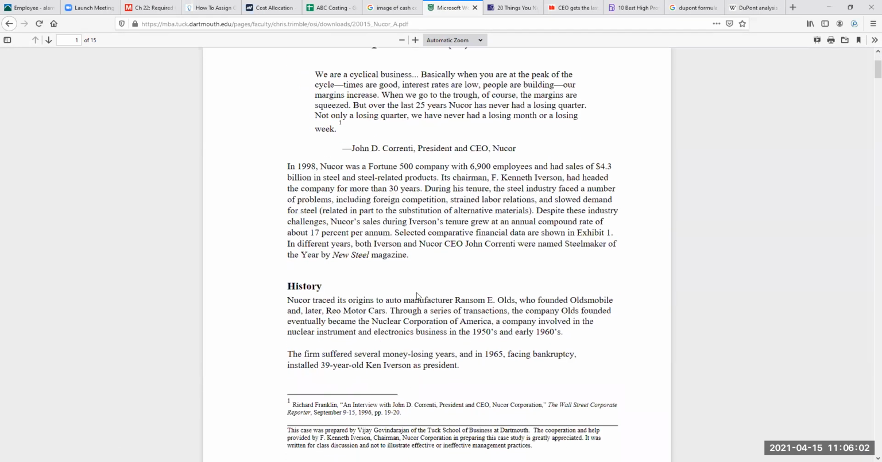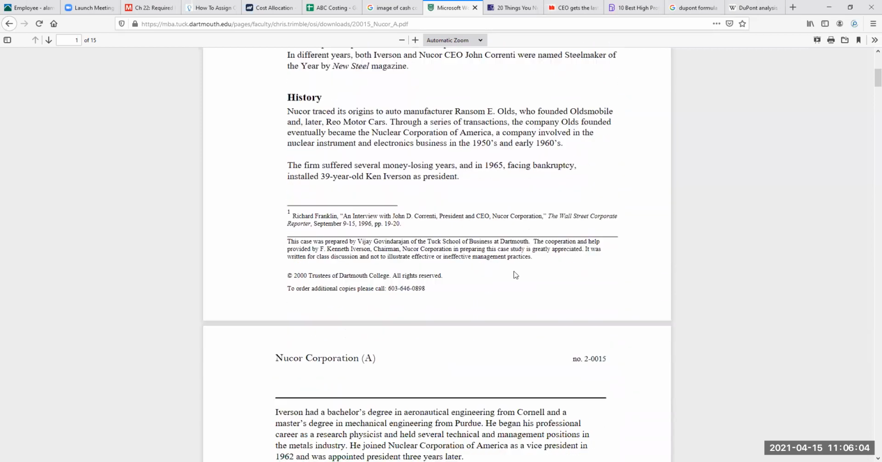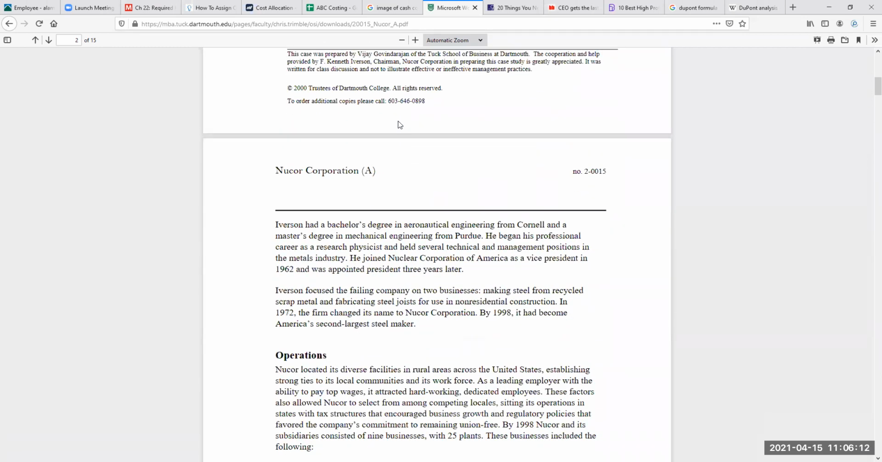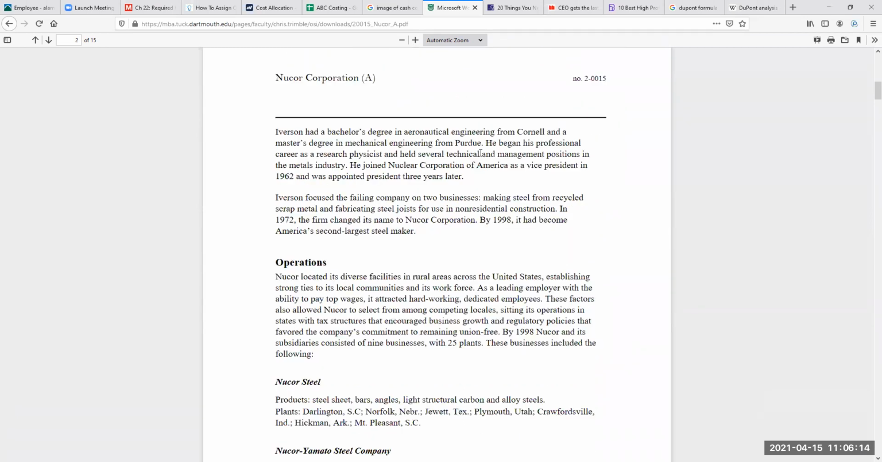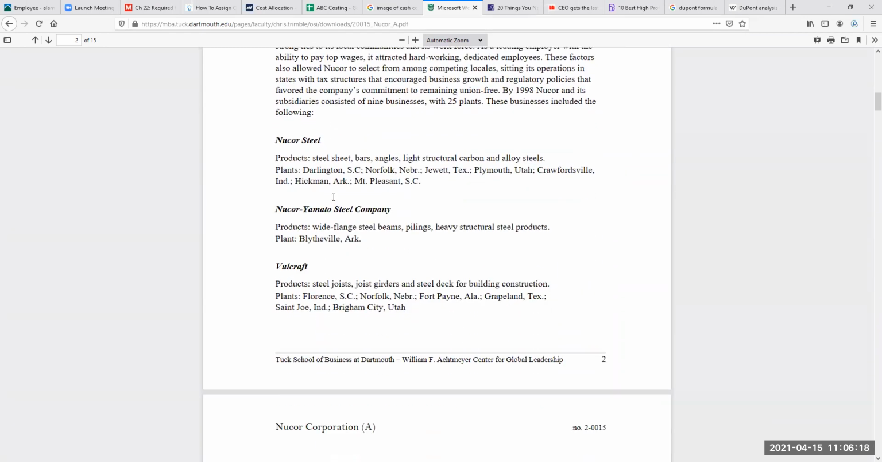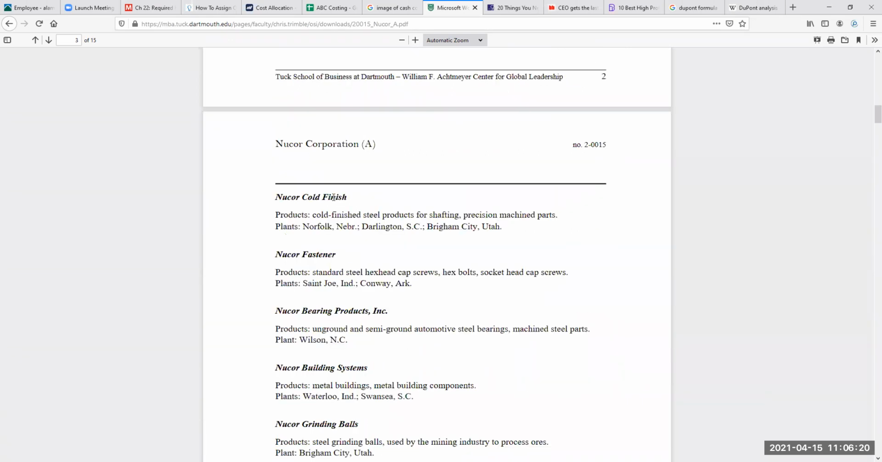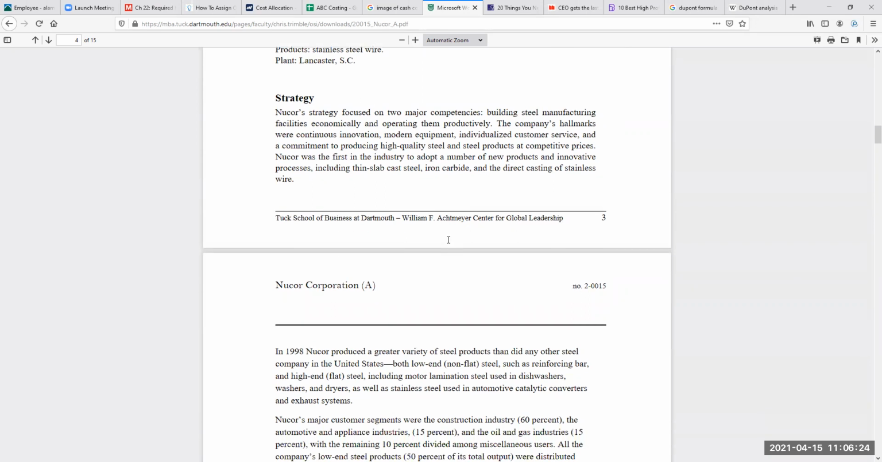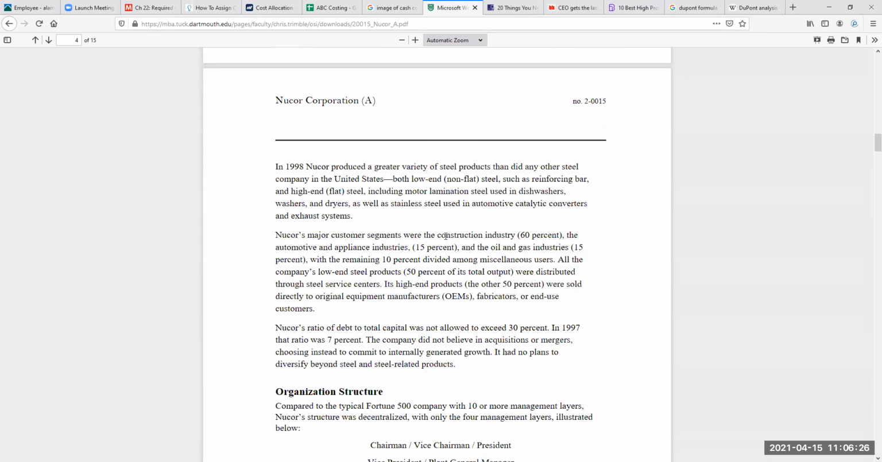Let's see. They trace it to Automatic Ohio. They suffered several money-losing years. In '65, they faced bankruptcy and installed 39-year-old Ken Iverson as president. Iverson had a bachelor's degree in aeronautical engineering from Cornell and a master's. But then they changed to this strategy focused on competencies. But then they changed the pay for performance.